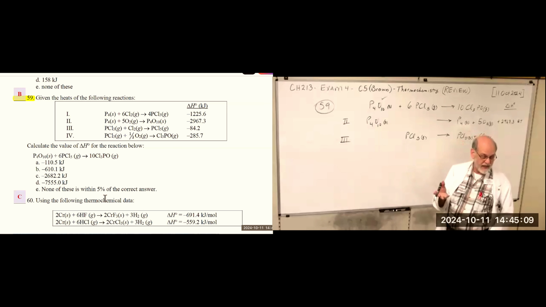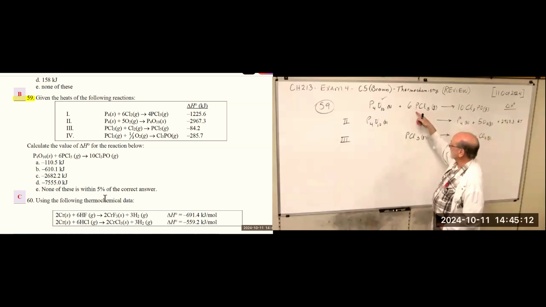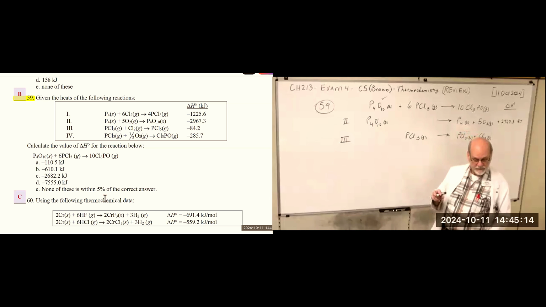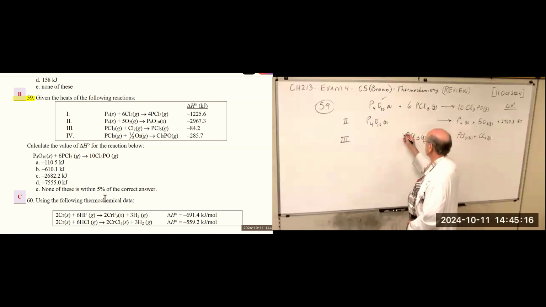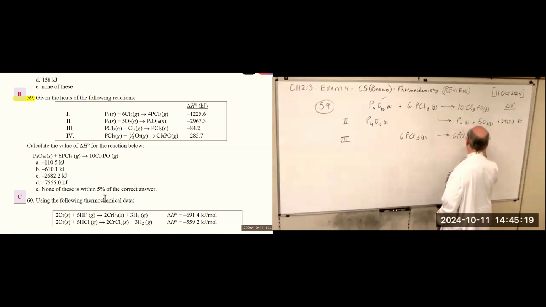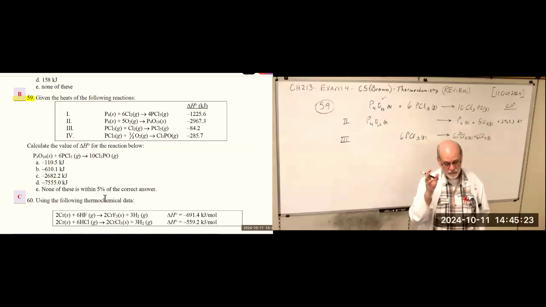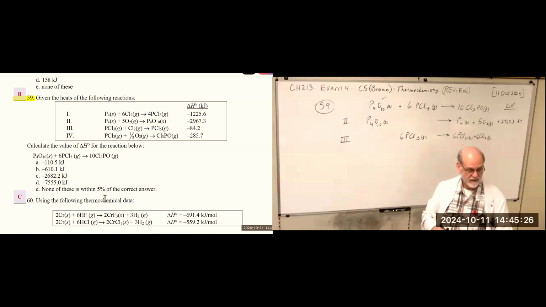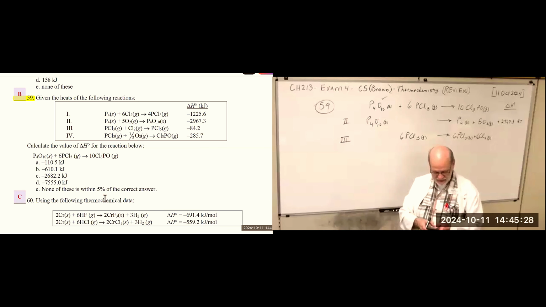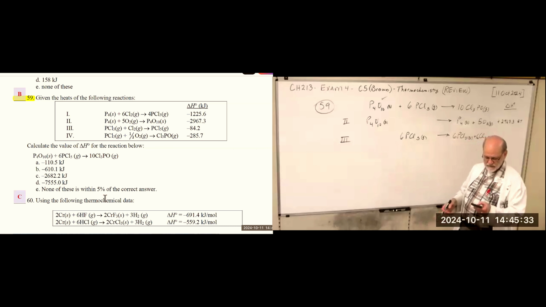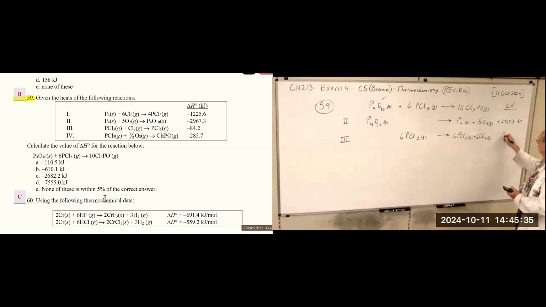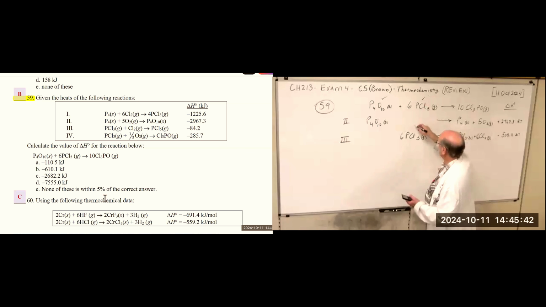That means we have to change the sign, but we also need 6 of these, right? So if we multiply 6 times this, we also have to multiply 84.2 times 6. We change the sign to positive 84.2 times 6, and that's 505.2 kilojoules. Okay, takes care of this one.